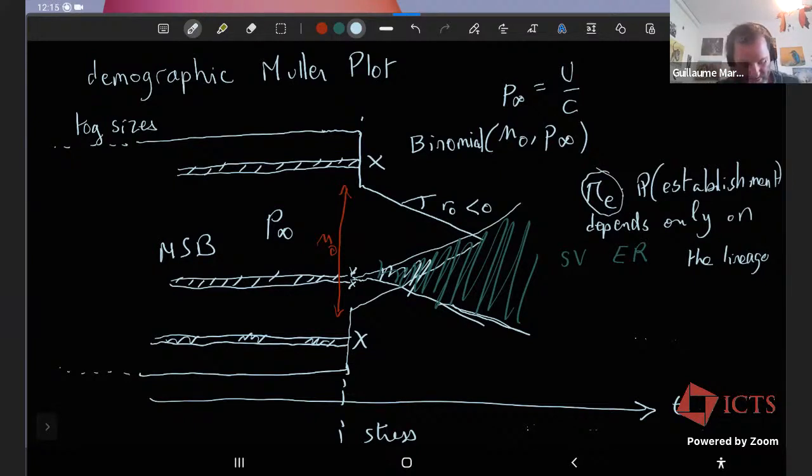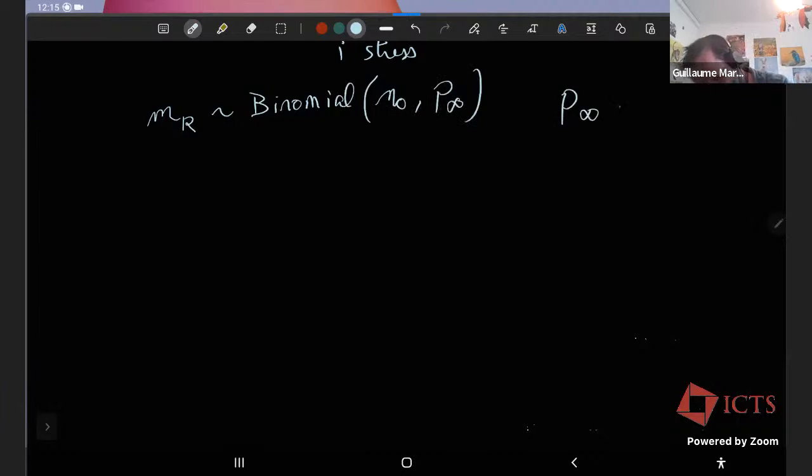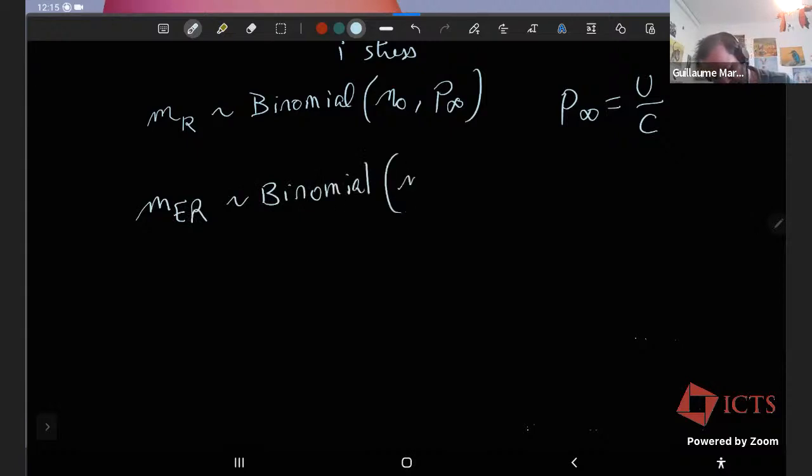so I need some room, so I'm going to go down. We had that the resistant mutant count follows a binomial N0, P infinite, where P infinite was our mutation selection balance equilibrium. Now, the number of ER, which are evolutionary rescues, is a binomial, but we are weighting by the probability of establishment on top of that.